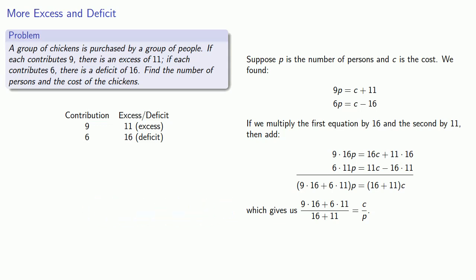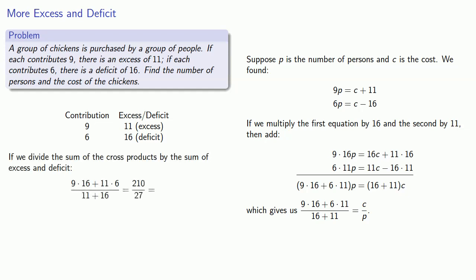And what this means is the following. If we divide the sum of the cross products by the sum of the excess and deficit, we get the cost per person. And the important idea here is that this cost per person is what would make the excess and deficit zero.